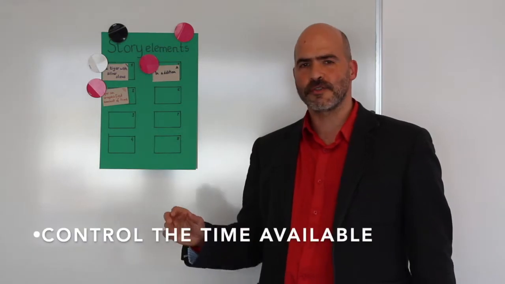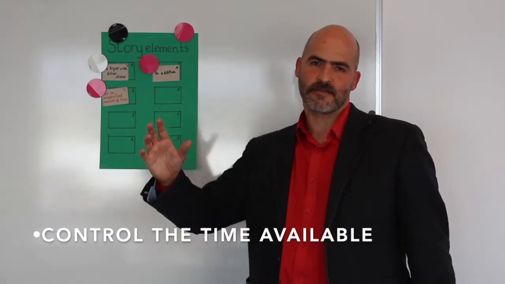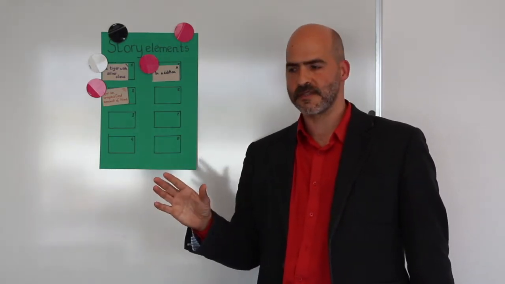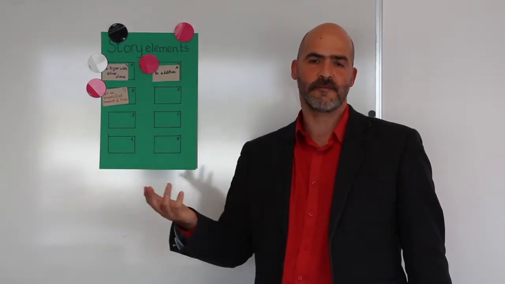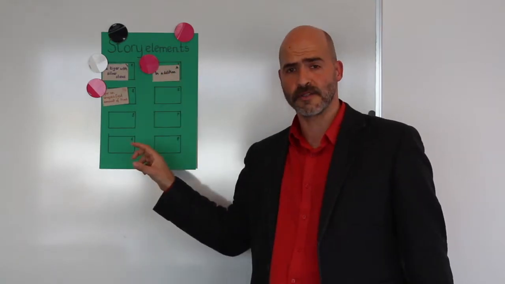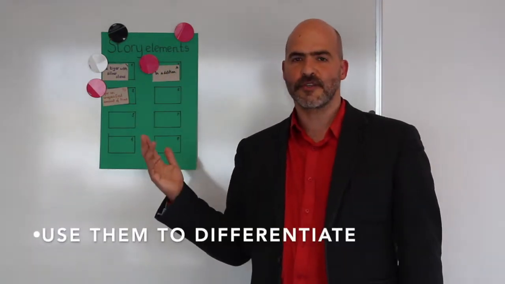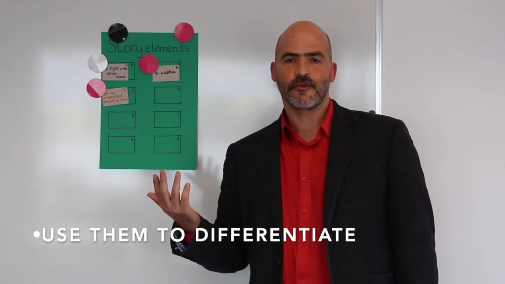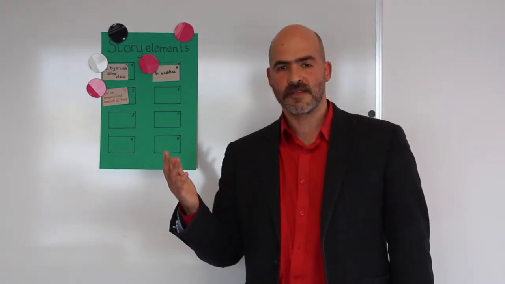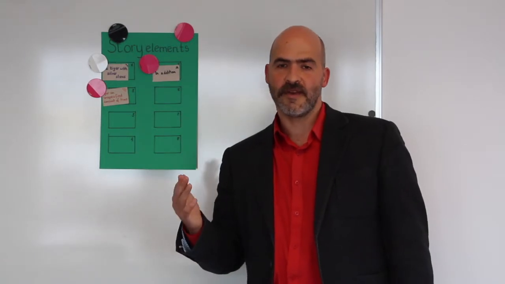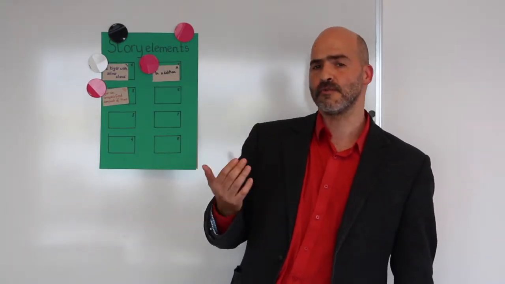You can also control the time available. You can put time restrictions on this. So for example, the time could be just 2 minutes to come up with a few sentences using all the words. You can also use them to differentiate for your group. For example, a more advanced student could use all 8 words to build up their compositions, whereas a less advanced student could only use 4.